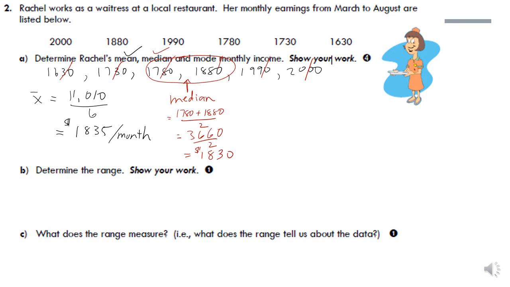And the last thing is the mode. Mode, remember, is the number that appears most often. In this case, there's no repeats, so you would just write no mode.